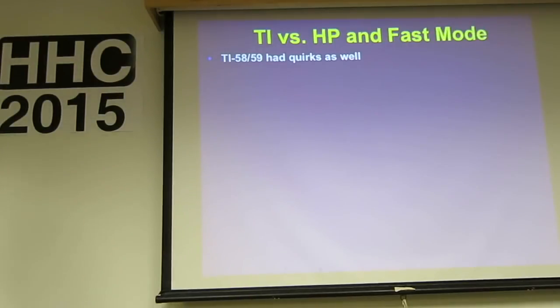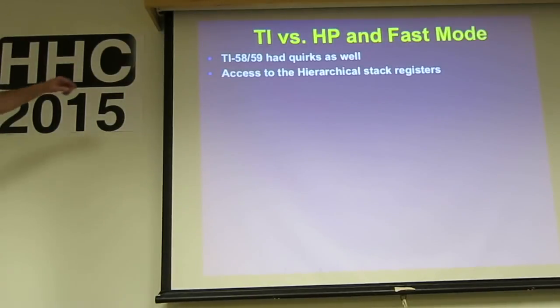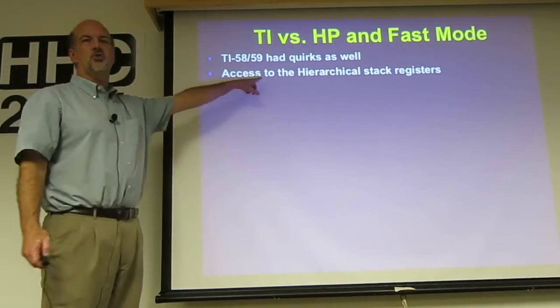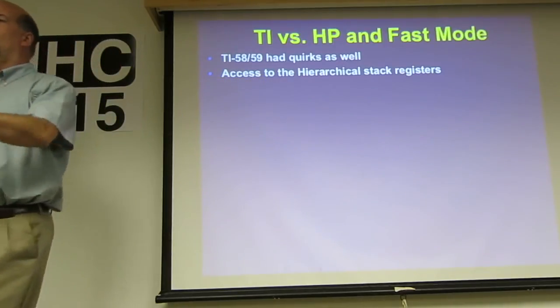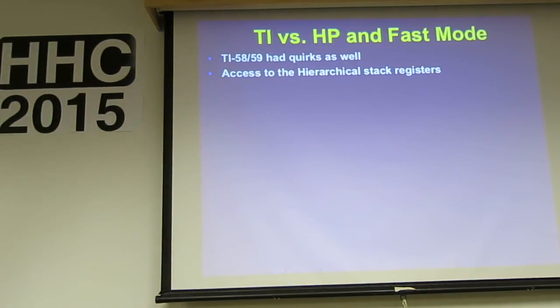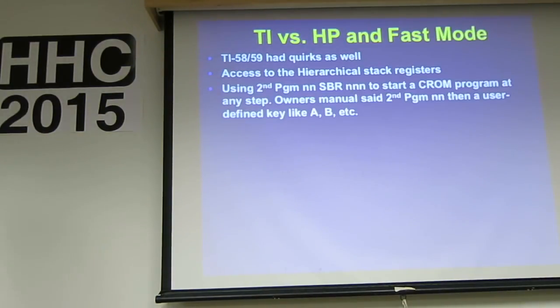The TI-58/59 had quirks as well. You could get access to the hierarchical stack registers. 1 plus 2 times, the 1's floating around somewhere. You could actually get to that with a quirk that TI eventually acknowledged.